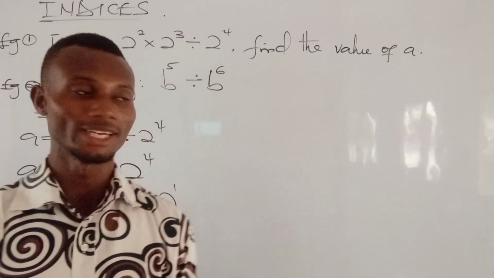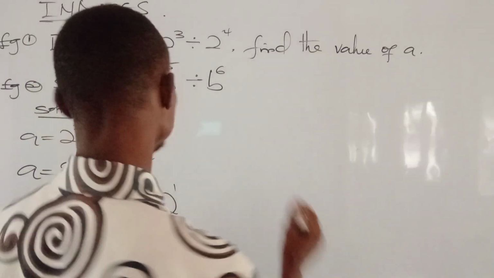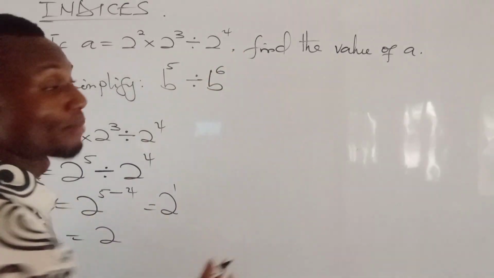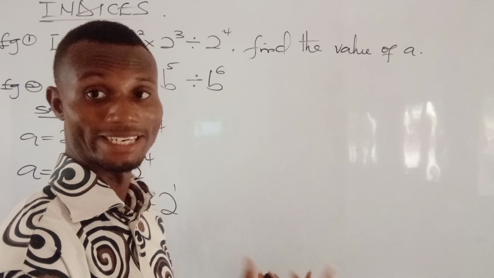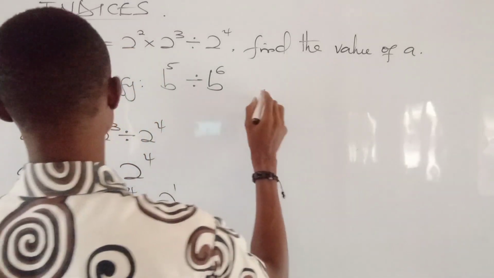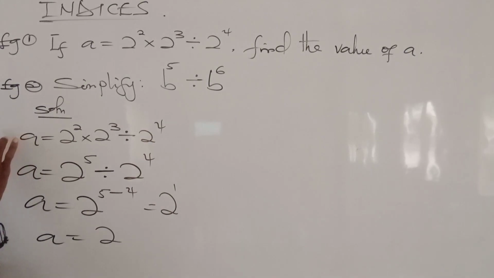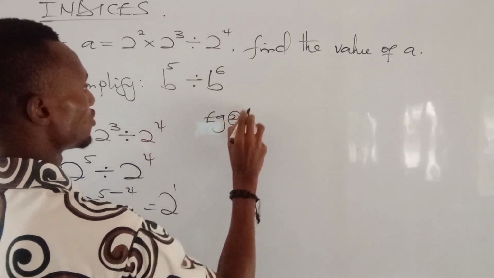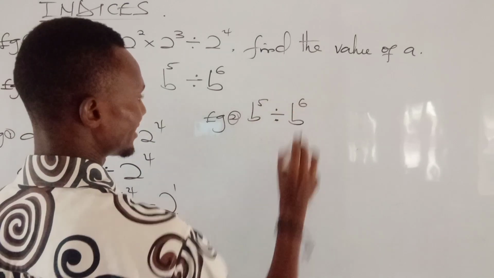Now let's go ahead and do example 2. Example 2 says that we should simplify b to the power 5 divided by b to the power 6. So we are going to apply the division law of indices because they are dividing. So this is example 1, and let me do example 2 here. We have b to the power 5 divided by b to the power 6.